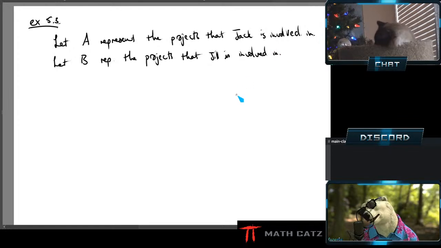It's very important to understand what your sets represent. You cannot say, let A represent Jack. A is not a person. A is a set. A is a collection of projects. You cannot say, let A represent the number of projects that Jack is involved in. A is not a number. A is a set. A is a collection of projects. You say it any other way, you're going to lose a mark.